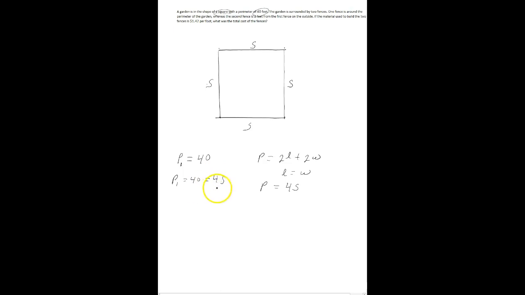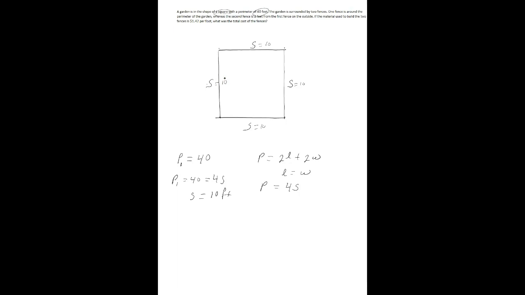So we divide both sides by 4, and we know the side is equal to 10 feet. Let's write that out, 10 feet. Each one of the sides is 10 feet long. So this is equal to 10 feet, 10 feet, 10 feet, 10 feet. Okay, so now we know the size of the first fence.